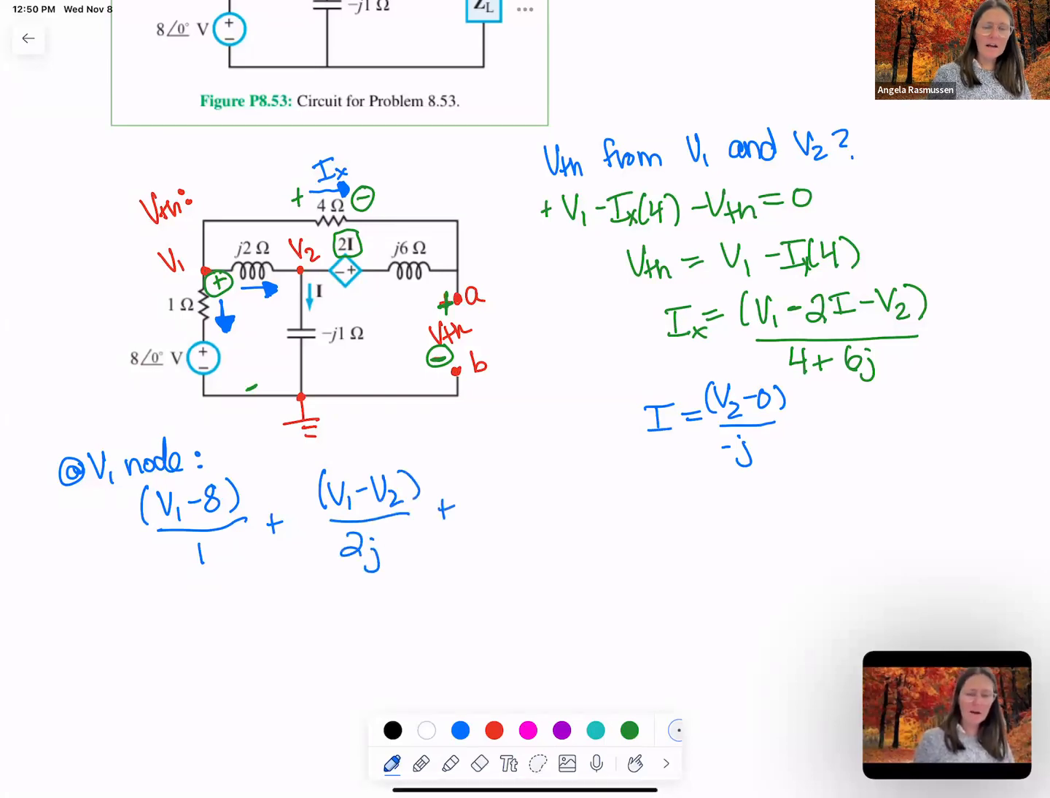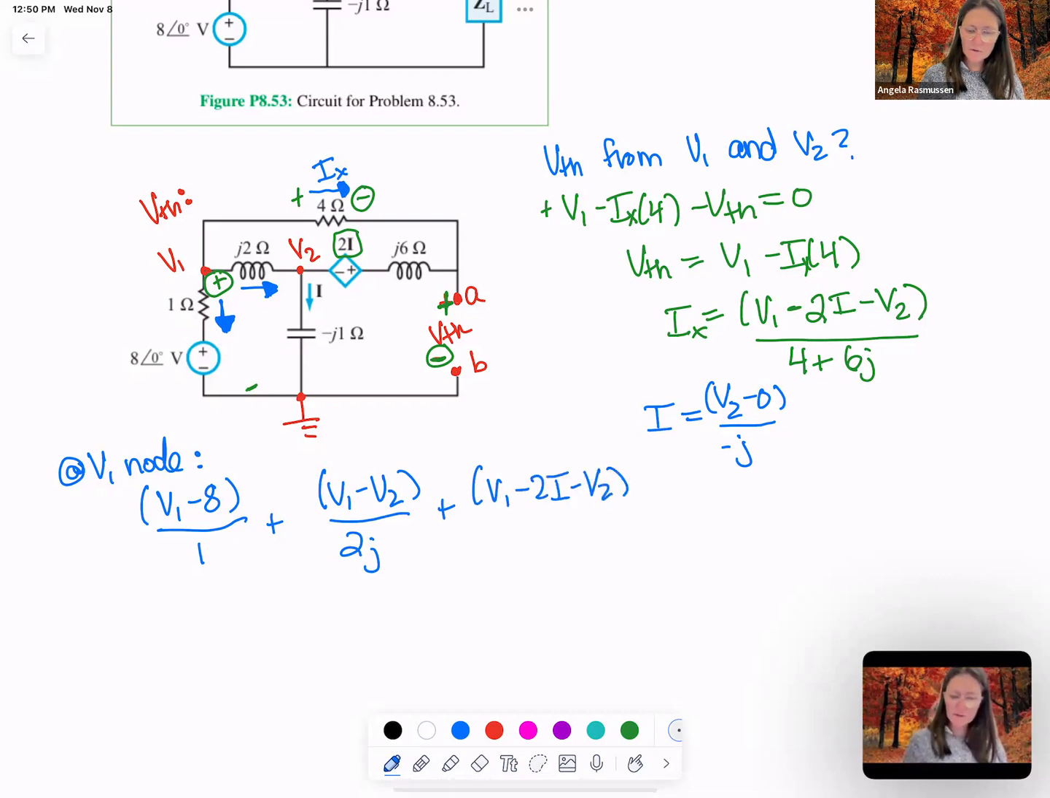And then my Ix, I already wrote, right? So I can just rewrite that one: V1 minus 2I minus V2, all over 4 plus 6j.